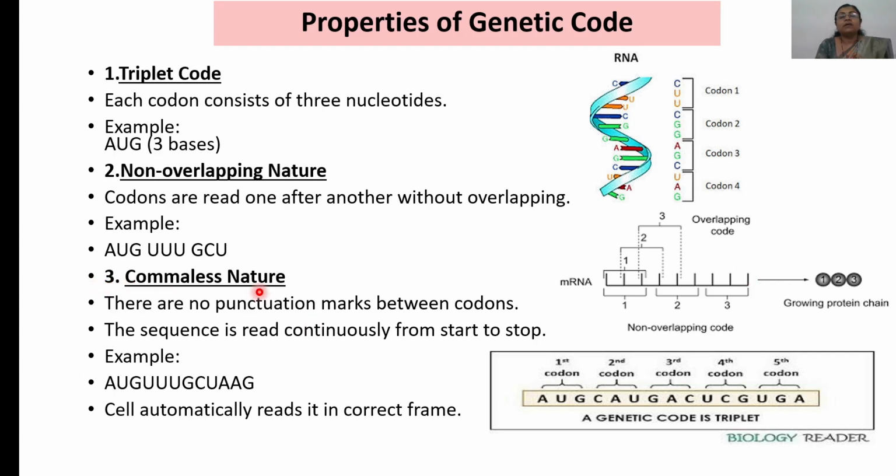Then comma-less nature. There are no punctuation marks between codons. The sequence is read continuously from start to stop. No break, no comma, no full stop. For example, AUGUUUGCUAAG, like this. The cell automatically reads it in the correct frame. In the image, you can see that this is the first codon AUG. There is no break, no comma. Again, the second codon CAU. So continuously we can read the frame.